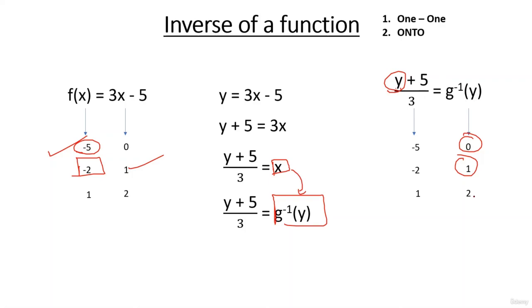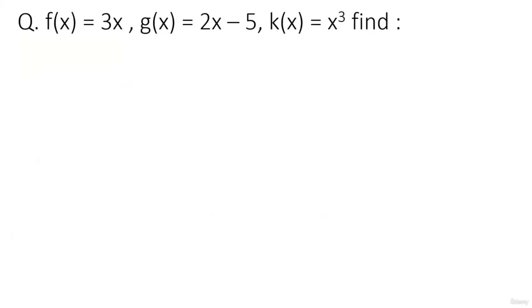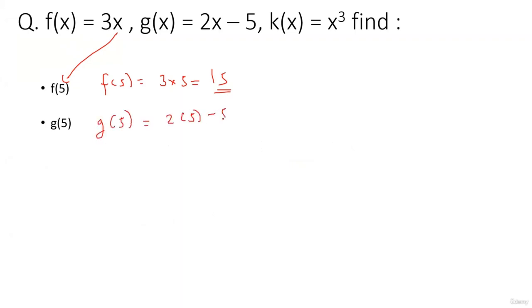Let's solve a few questions now, guys. So let's solve the very first question. f of 5, I need to find the value of f of 5. Now guys, f of x means 3x, so what will f of 5 be? I substitute 5 in place of x. So f of 5 is simply equal to 3 into 5, which is 15. Next question, g of 5, same thing. For g of 5, in place of x I put the value of 5. 2 into 5 minus 5, 2 fives are 10, minus 5 is 5.